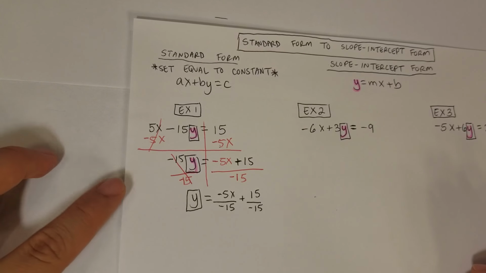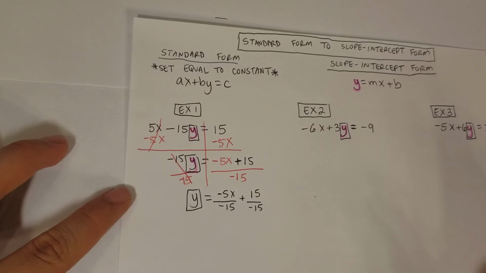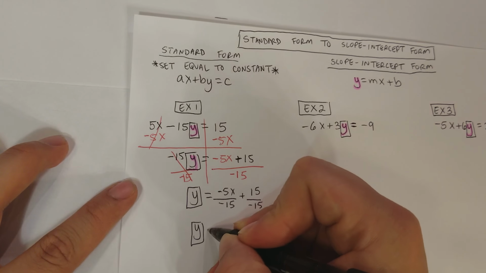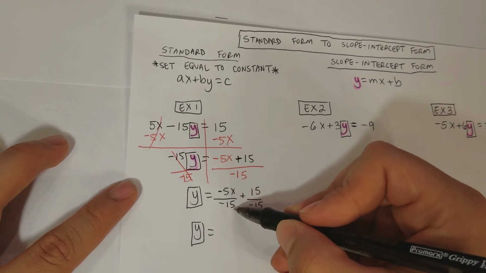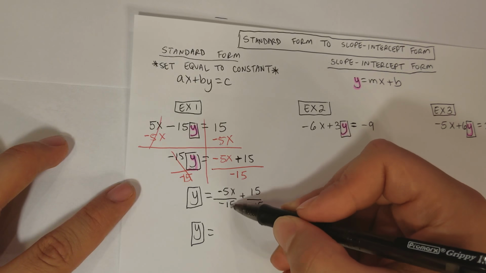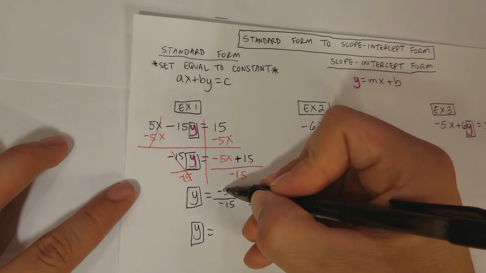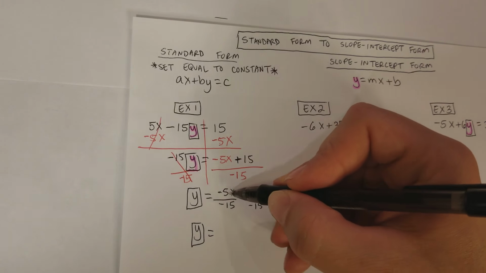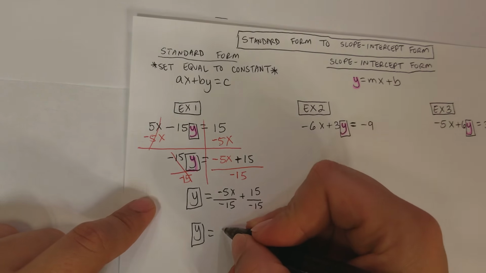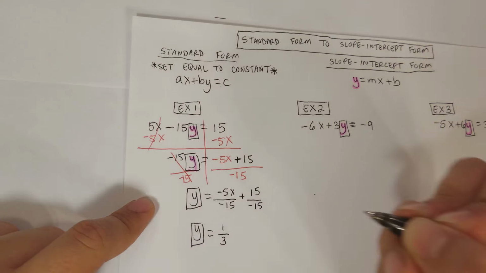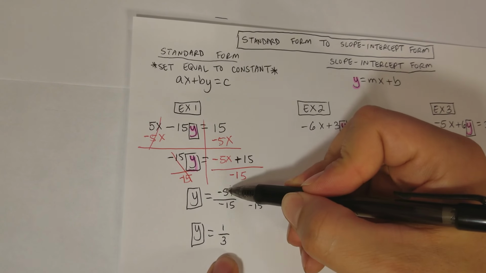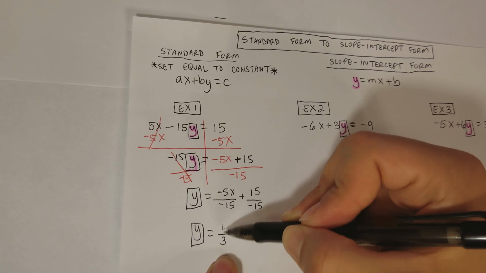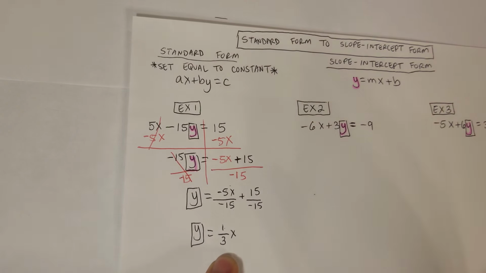All right, so we're basically done. We just have to simplify this thing. So the final answer would be y. 15 and 5, what can go into both of these? Well, first of all, the negatives cancel, so negative divided by negative is a positive. If I divide the top one by 5, and if I divide the bottom one by 5, I get a 1 on top, and I get a 3 on the bottom. So divide this by 5, I get 1. Divide this by 5, I get 3. The negatives canceled out, so basically it's 1 over 3x.